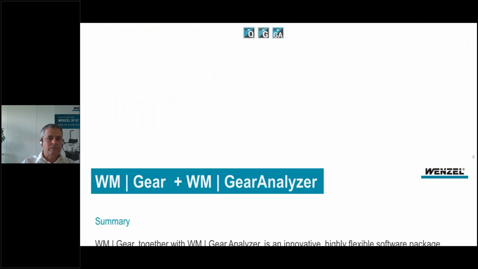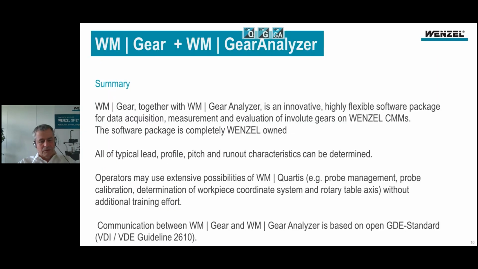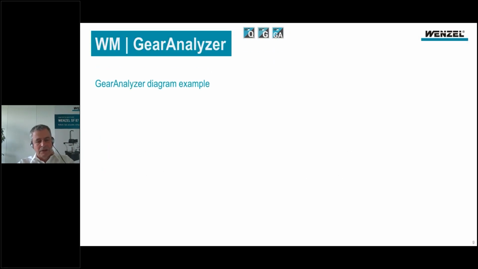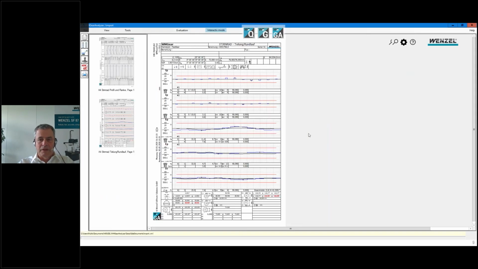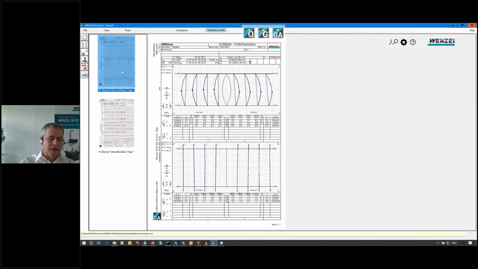So that was too fast. So I'll show you just a little bit of the gear analyzer. Let's assume this is the measurement we've taken before. And this is a measurement sheet, this is a diagram. And we use a technique we call an interactive diagram.